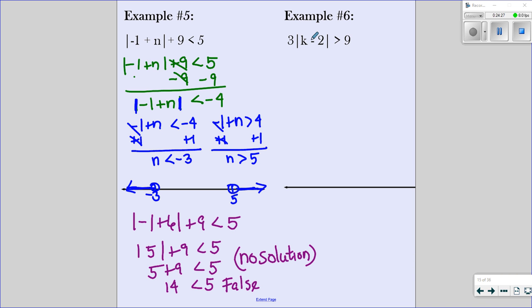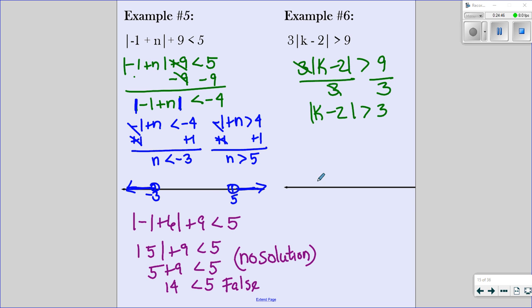We have that 3 in front of that, so what we need to do is divide, because we need to isolate the absolute value expression. So we divide by 3 on both sides. The 3 will cancel out, and we're left with this. And now we can split it in 2.